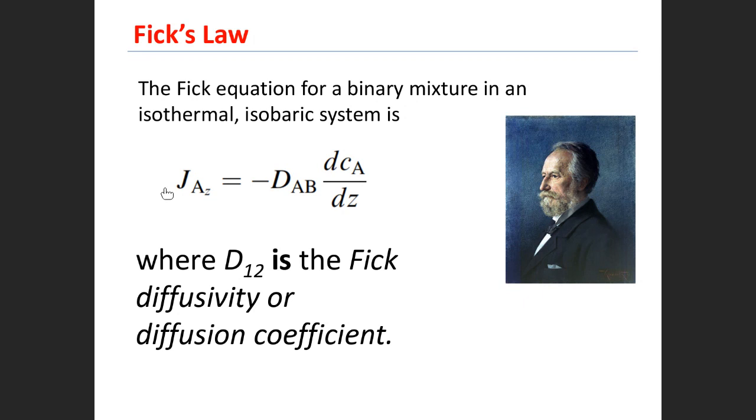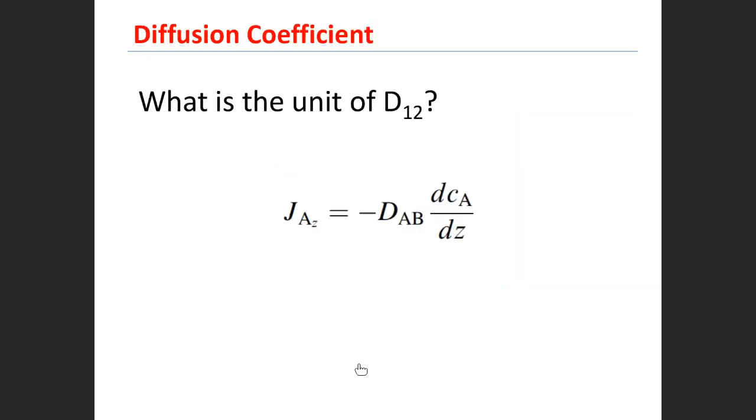dC_A, the derivative of change in concentration of A, will be your driving force, and the distance will be the dZ. So simply as this. So if I ask you, what is the unit for the diffusivity or diffusion coefficient of A into B, what will be the unit? Any idea? Or can you find it yourself?